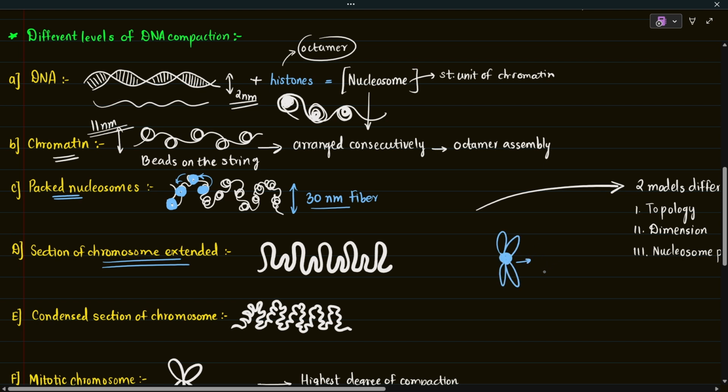Now you loosen it up, you will get something like this. Okay, now you loosen it up again, you'll get like this. So the extended chromosome, this is extended chromosome, is about the dimension 100 nanometer.